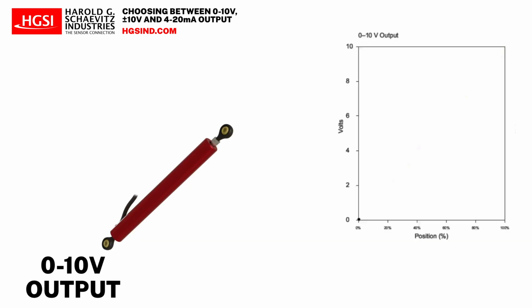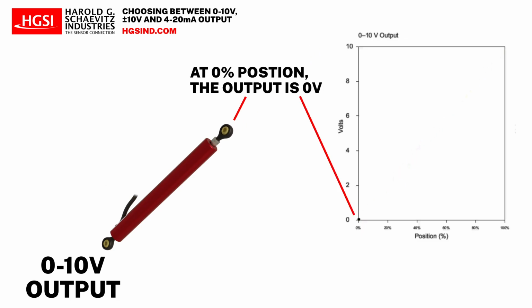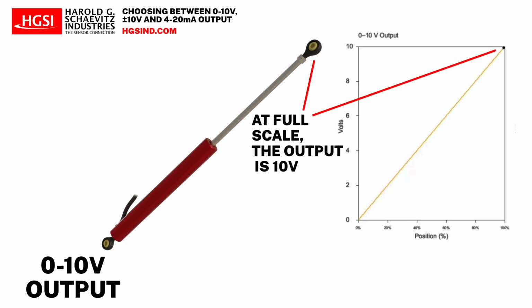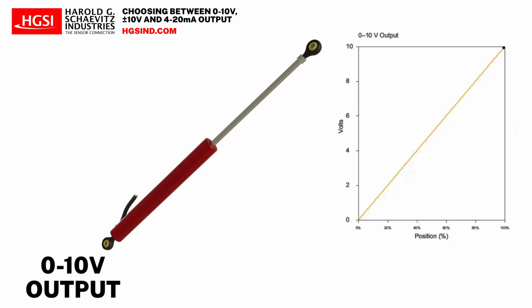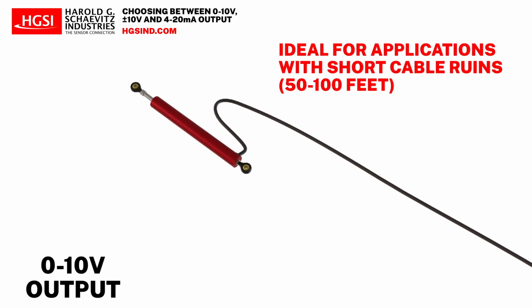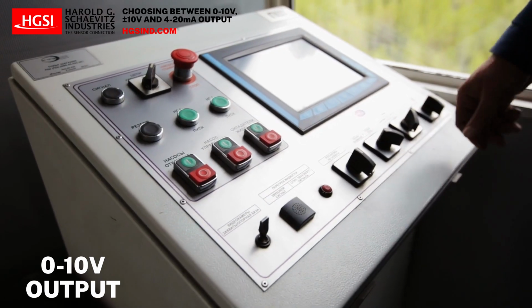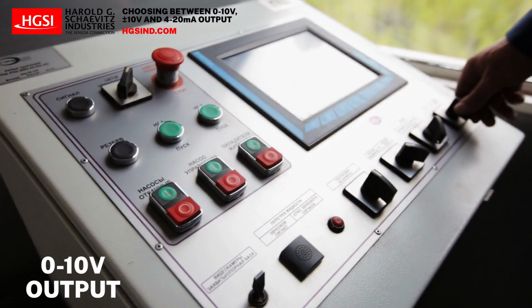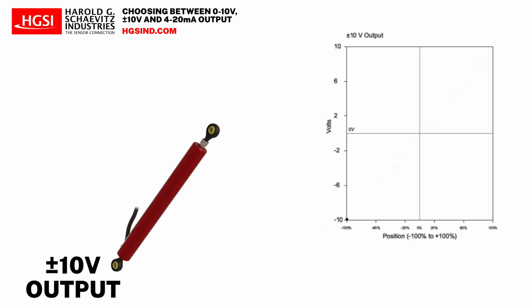This is a unipolar signal, meaning it starts at 0 volts and increases to a positive maximum. At 0% position, the output is 0 volts, and at full scale, it reaches 10 volts. Because of its simplicity, 0 to 10 volt output is widely used in industrial systems. It works well for short cable runs, typically 50 to 100 feet, and in environments where electrical noise is minimal. It's also easy to interface with many PLCs and data acquisition systems since 0 to 10 volt inputs are very common.